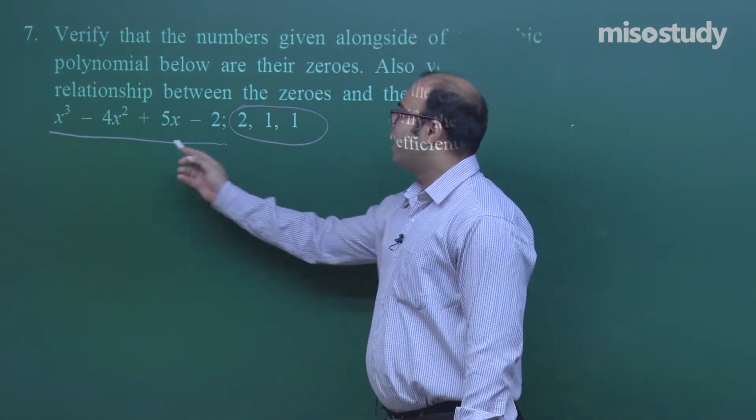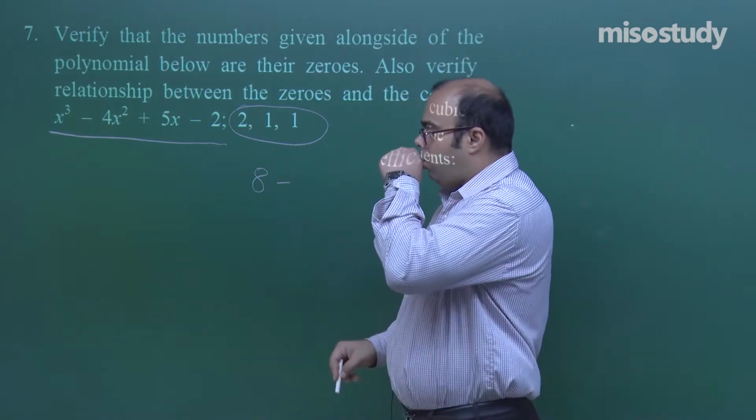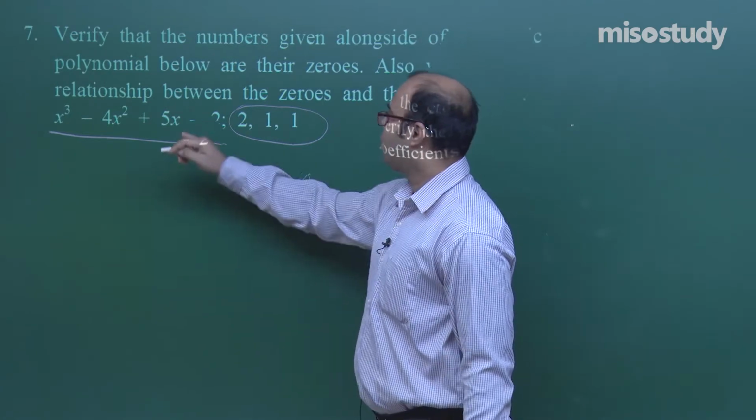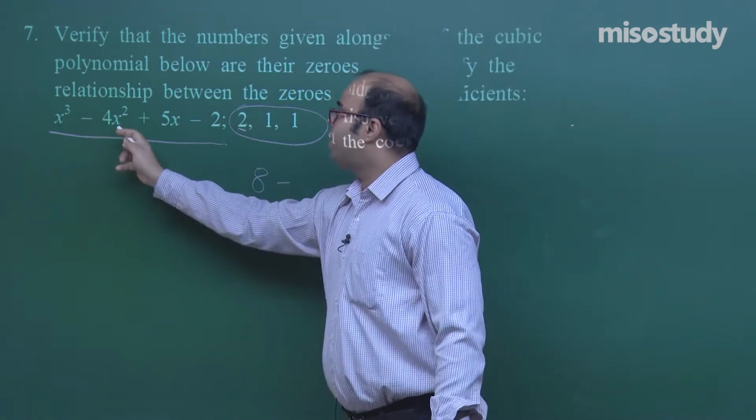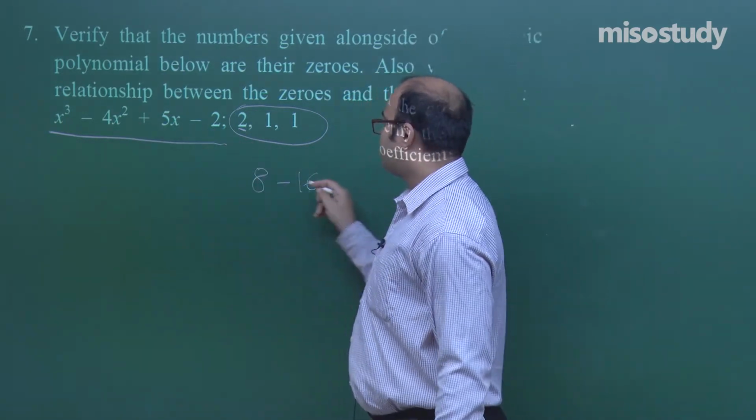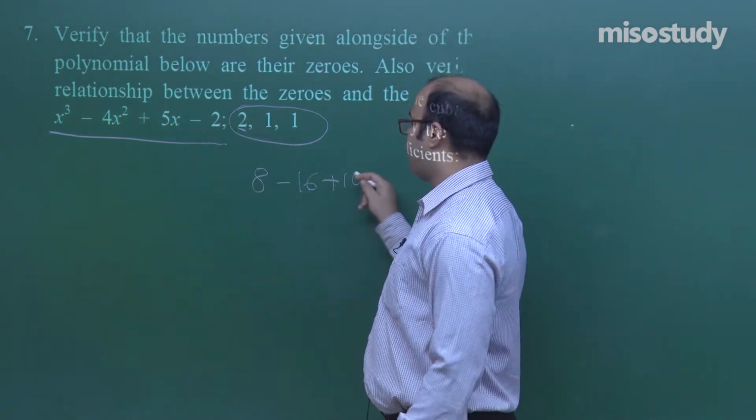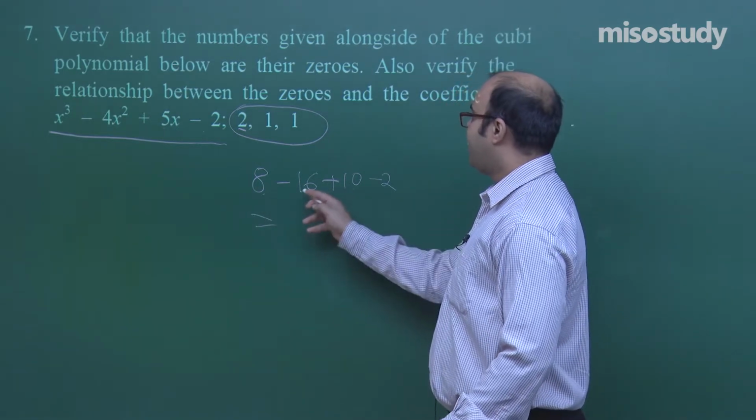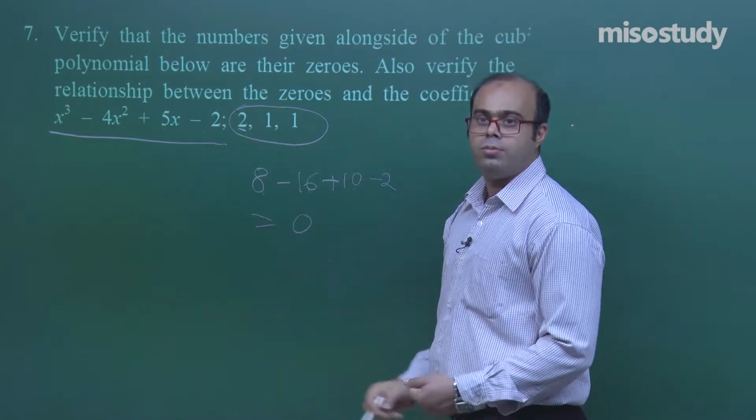So if we put 2 here, this will become 8. So first term will be 8, minus... sorry, we are taking 2 now, this first term. So 2 cube is 8, 2 here also, it will become 16, 2 here also 10, and there is no x, so we do not have to put 2, minus 2 is given. This is 8 plus 10, 18, minus 16 minus 2 is minus 18, this is 0. So yes, 2 is a zero of this cubic polynomial.